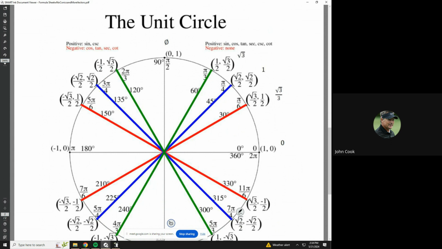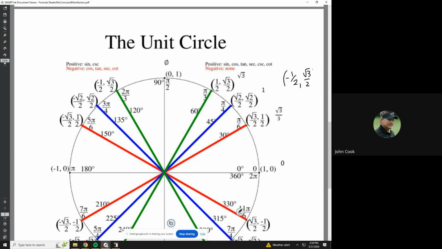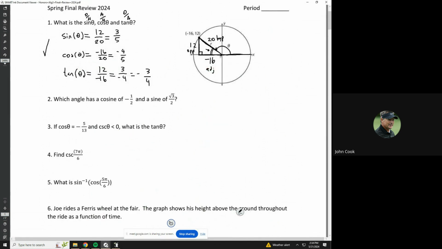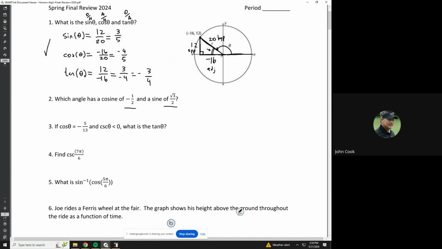It's little things like that that can help you remember your unit circle. Anyways, so we had a cosine equal to negative 1/2 and a sine equal to positive square root of 3 over 2. So we're looking for the coordinate negative 1/2, square root of 3 over 2, because that's the cosine and then the sine. Let me double check. Yeah, cosine is negative 1/2, sine is square root of 3 over 2.